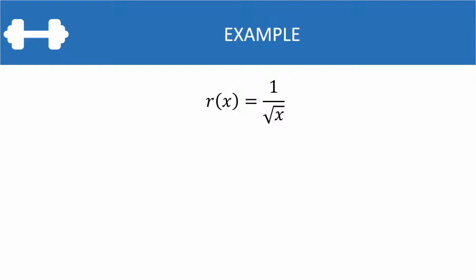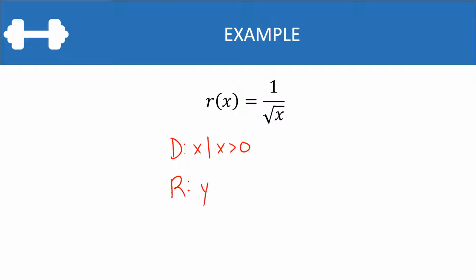So in this next function, I kind of combined the last two to make this function r of x. It's 1 over root x. And so I have the problem that I can't square root a negative, and I cannot divide by 0. So when I go to restrict my domain, I have to consider both of those properties at the same time. So I know here that x has to be greater than 0, but it also can't be equal to 0. So I'm just going to write x is greater than 0.